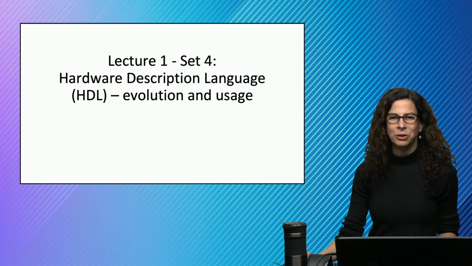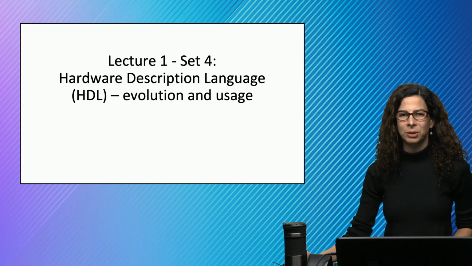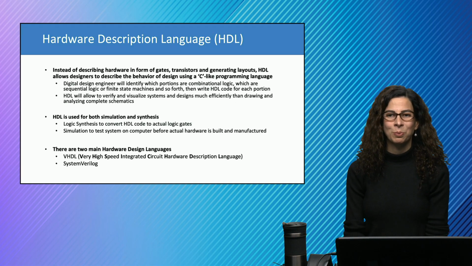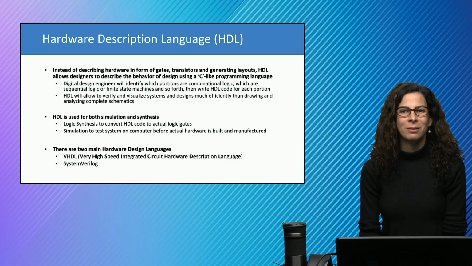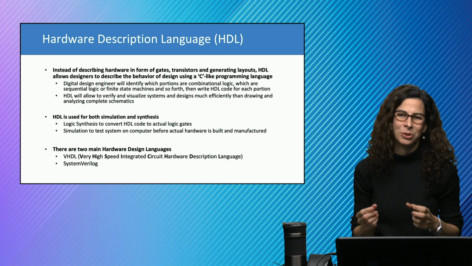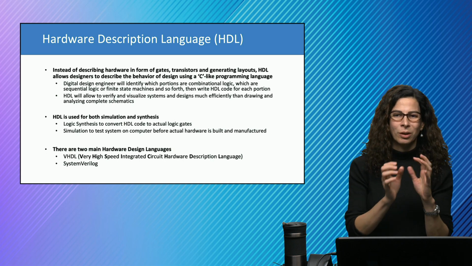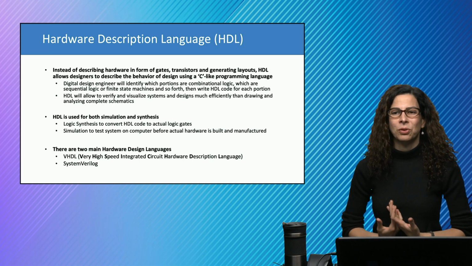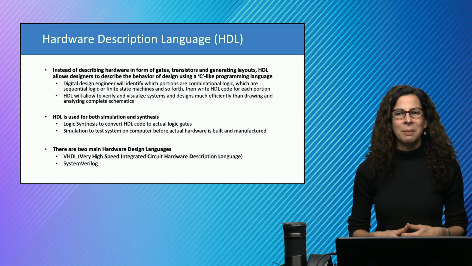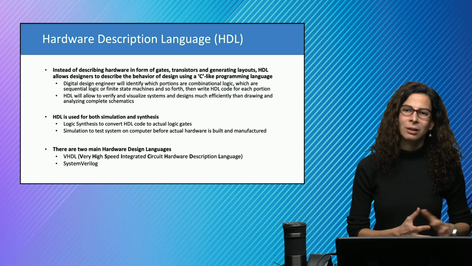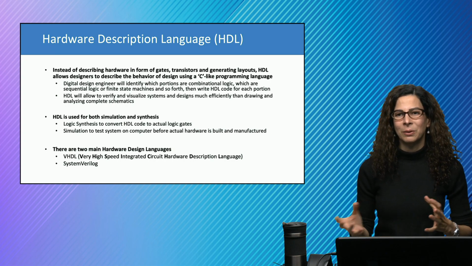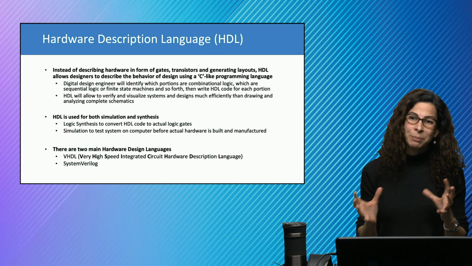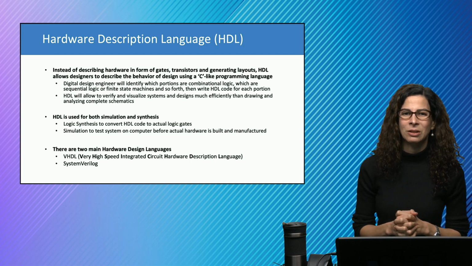UCSD 111, Lecture 1, Set 4, we'll be talking about hardware description language, its evolution and usage. Hardware description language was born because before using it, designers used to draw circuits or write gates, transistors, and generate layout by hand. This was, of course, a very tedious task. People realized that just like software, for example, C was a recent programming language at that time, if they have a C-like programming language, that would make things much easier for them.